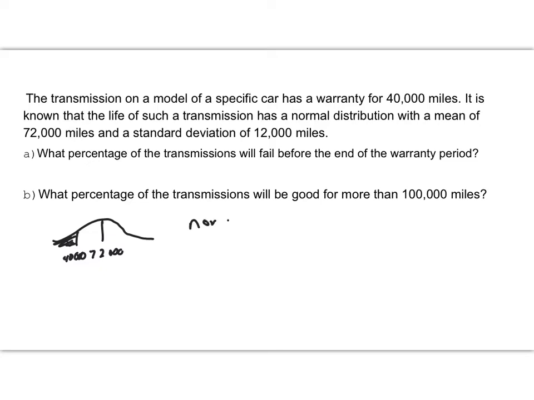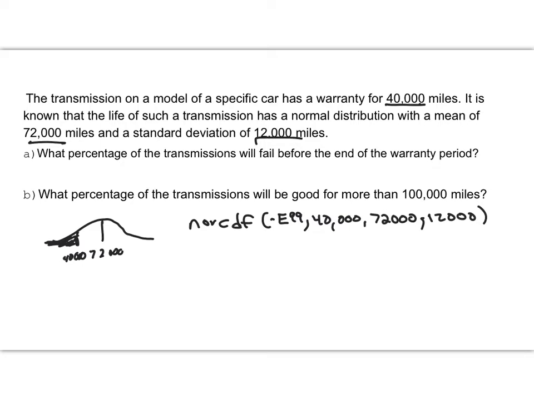So normal CDF, lower boundary. Since there is no end to this side of the curve, it's going to be negative infinity to 40,000, and with a mean of 72,000. So that's my upper boundary. 72,000 is my mean, and 12,000 is my standard deviation.